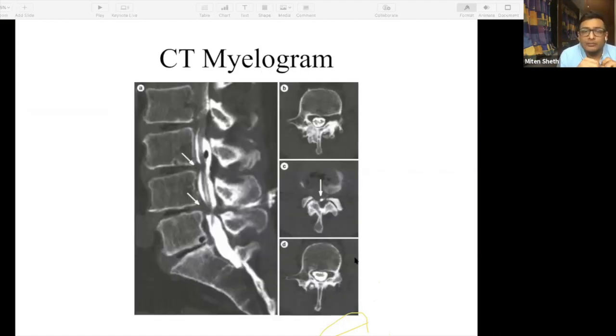Then CT myelogram. Sometimes what happens is we have the CT scan, and the patient is complaining of symptoms of lumbar canal stenosis, and you want to see whether the patient really has stenosis or not. The best investigation for stenosis is an MRI. But in certain patients, you are not able to do an MRI, or sometimes MRI is just not available. In those situations you do a CT myelogram.